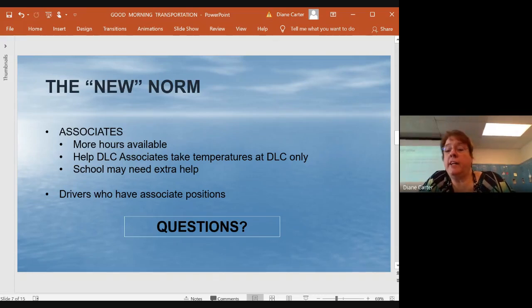For the pre-K and K drivers, do we allow the child on the bus if their parent bringing them to the bus is not wearing a mask? If the child has a mask on, yes, you allow them on the bus. If the parent doesn't have a mask on, they are to stay at least 10 feet back. That child can leave them while they're on the sidewalk and walk onto your bus.